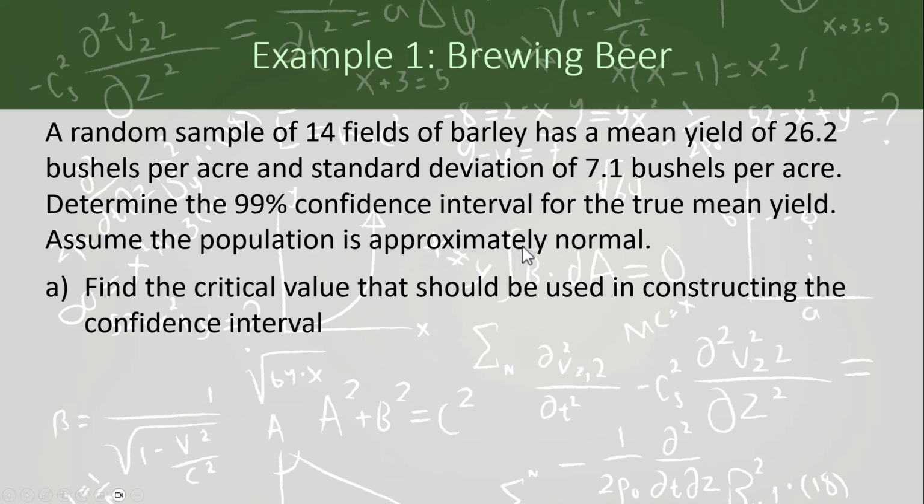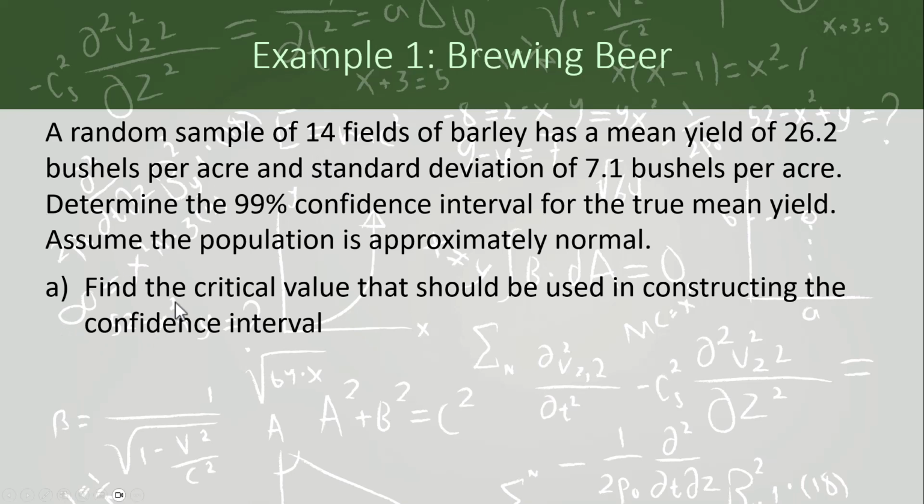approximately normal. So how can you tell if this should be a t distribution problem or a z distribution problem? And the key is right here. Notice nowhere here does it say population standard deviation. It just says standard deviation. 14 fields of barley gave you a standard deviation of 7.1. Since the word population is not there, this is a t distribution problem. Okay, that's the big thing you want to know.